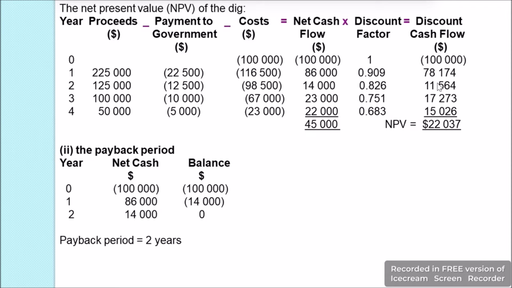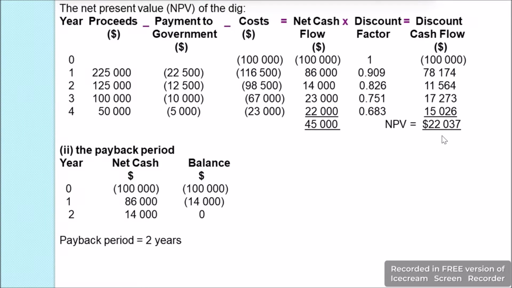Now let's calculate the NPV. How do we get it? We will total up the discounted cash flow column to get the net present value, which will be negative 100,000 plus $78,174 plus $11,564 plus $17,273 plus $15,026.